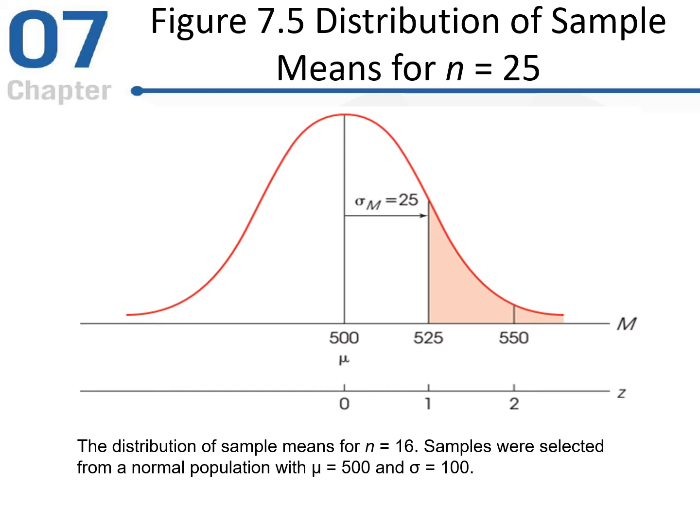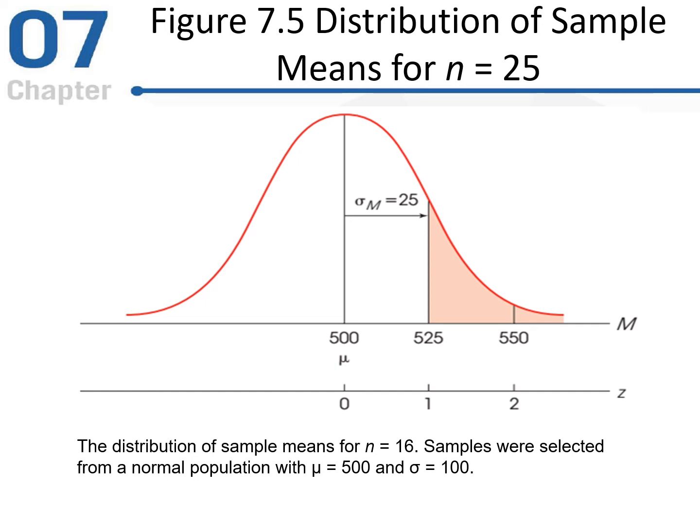So this is a distribution of sample means for a sample size of 16. If I were to take all possible samples of size 16 from a population with a mean of 500 and a standard deviation of 100, and I were to plot them, and the population is normally distributed, this is what the sampling distribution of the mean would look like. It would look like this normal curve.